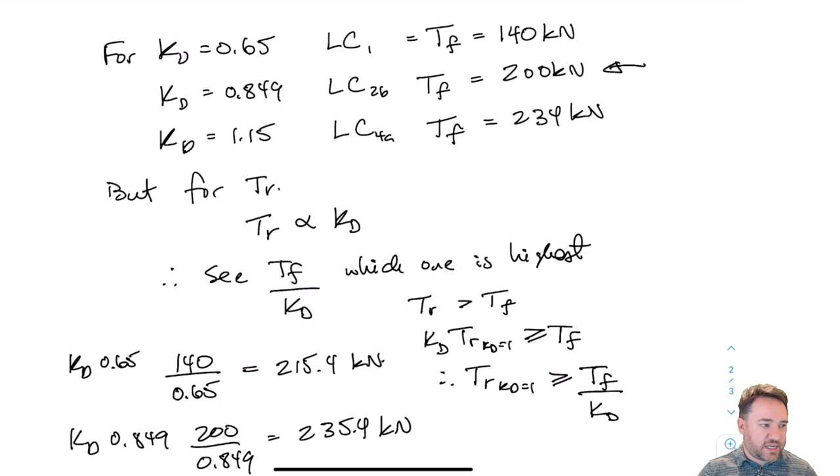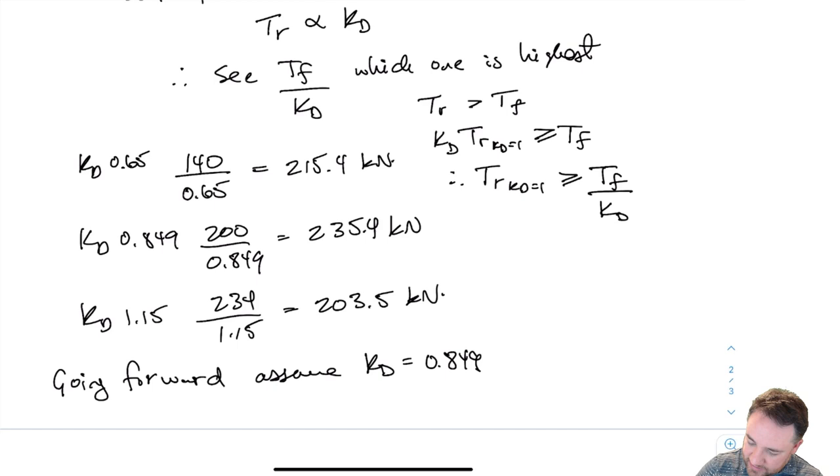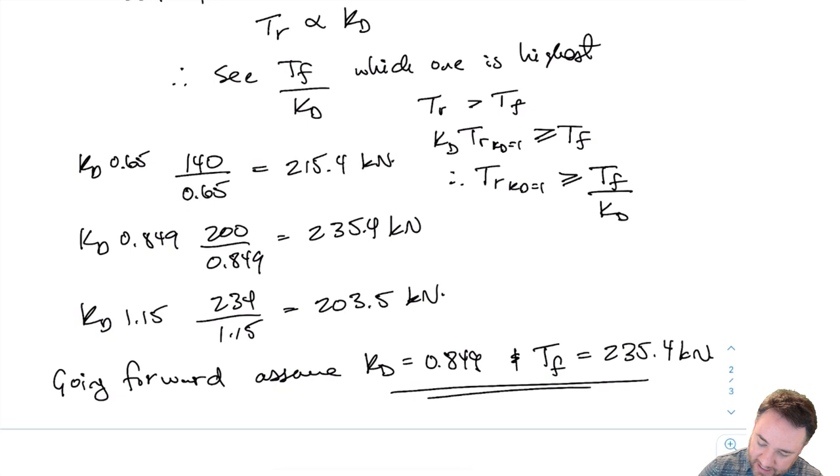So now going forward, I'm going to just use that as my design criteria. Assume KD equals 0.849 and the TF that I'm designing for equals 235.4 kilonewtons. Okay, and then I'm guaranteed in this case to get the worst case scenario for my design. So this is the highest one.